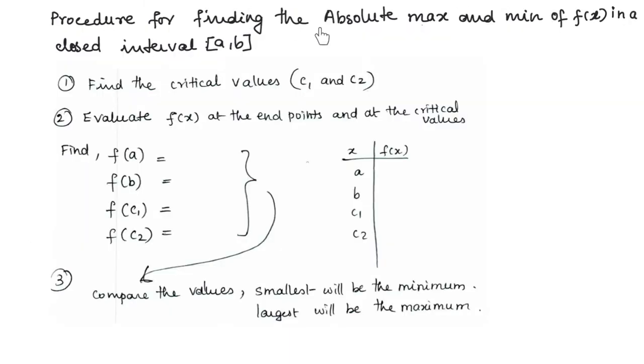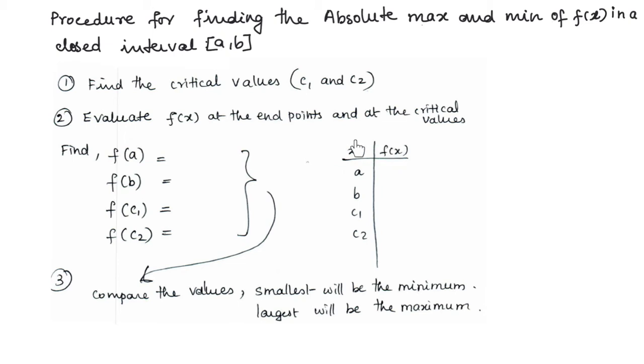The procedure for finding the absolute maximum and absolute minimum of f of x in a closed interval a to b is, first, find the critical values. Assume that while finding the critical values, we got two critical values, c1 and c2. You can have more than one critical value or just one. Then evaluate the function f of x at the endpoints, so these are the endpoints, as well as at the critical points. Then compare all these values, and the smallest value will be the minimum and the largest will be the maximum value.